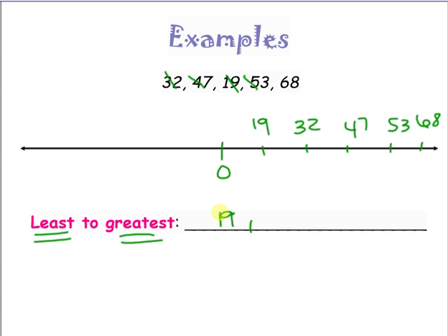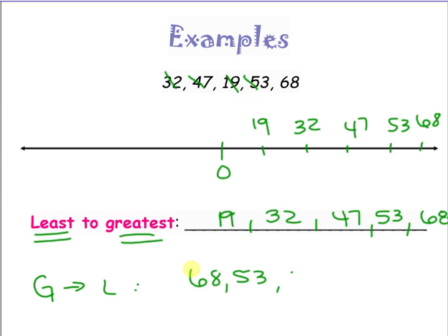So it's 19, 32, 47, 53, 68. If I asked you to go from greatest to least, you would tell me the other way around. You would go from here and work your way backwards. It would be 68, 53, 47, 32, and 19. All right?